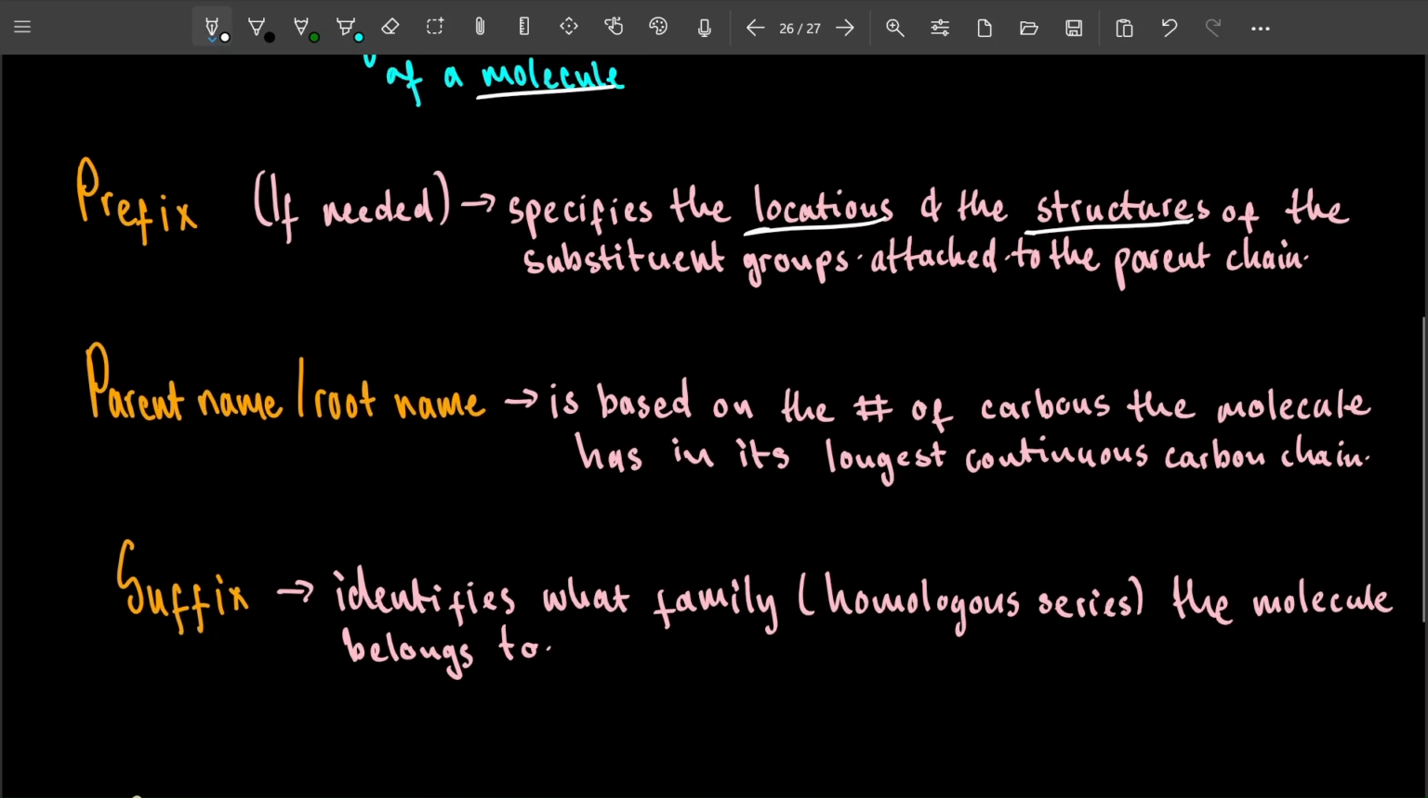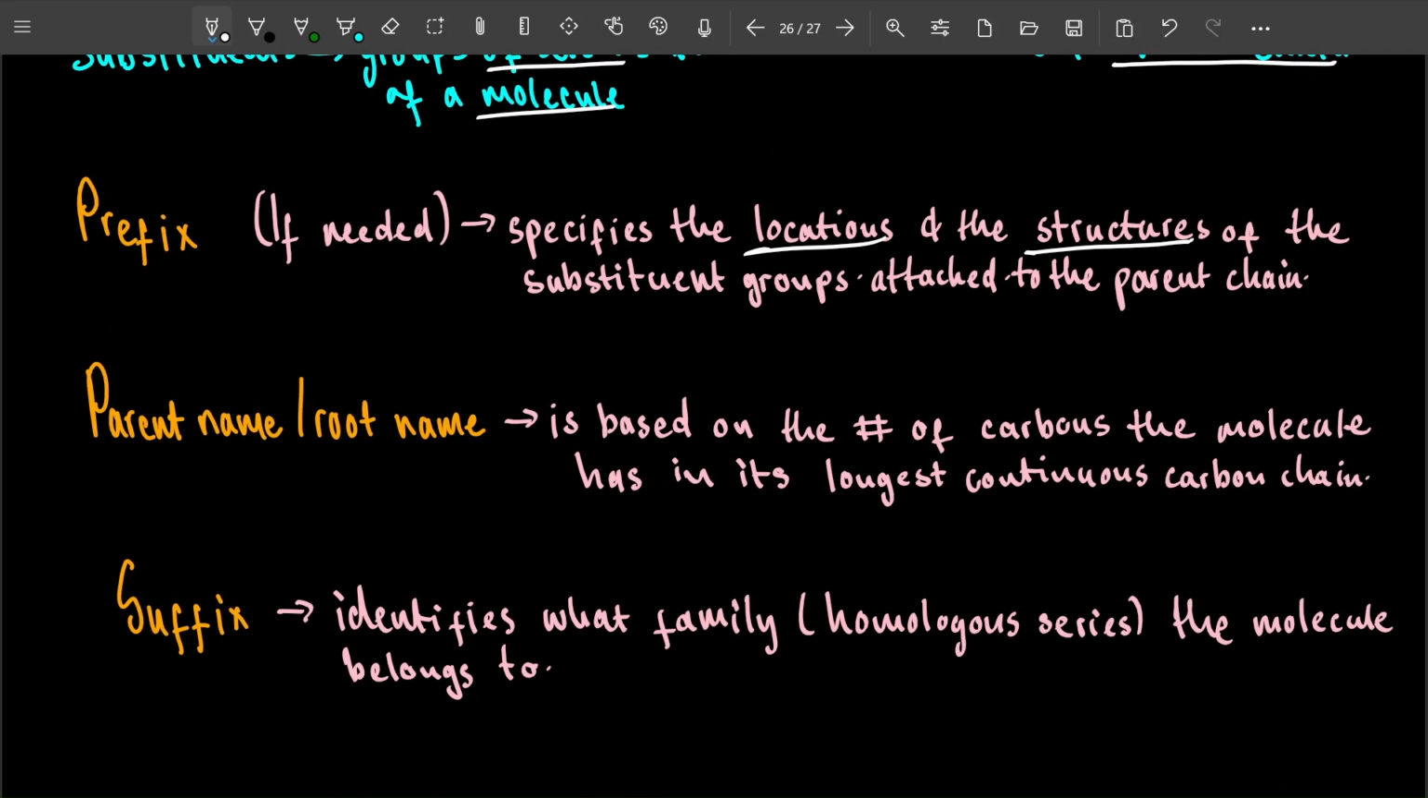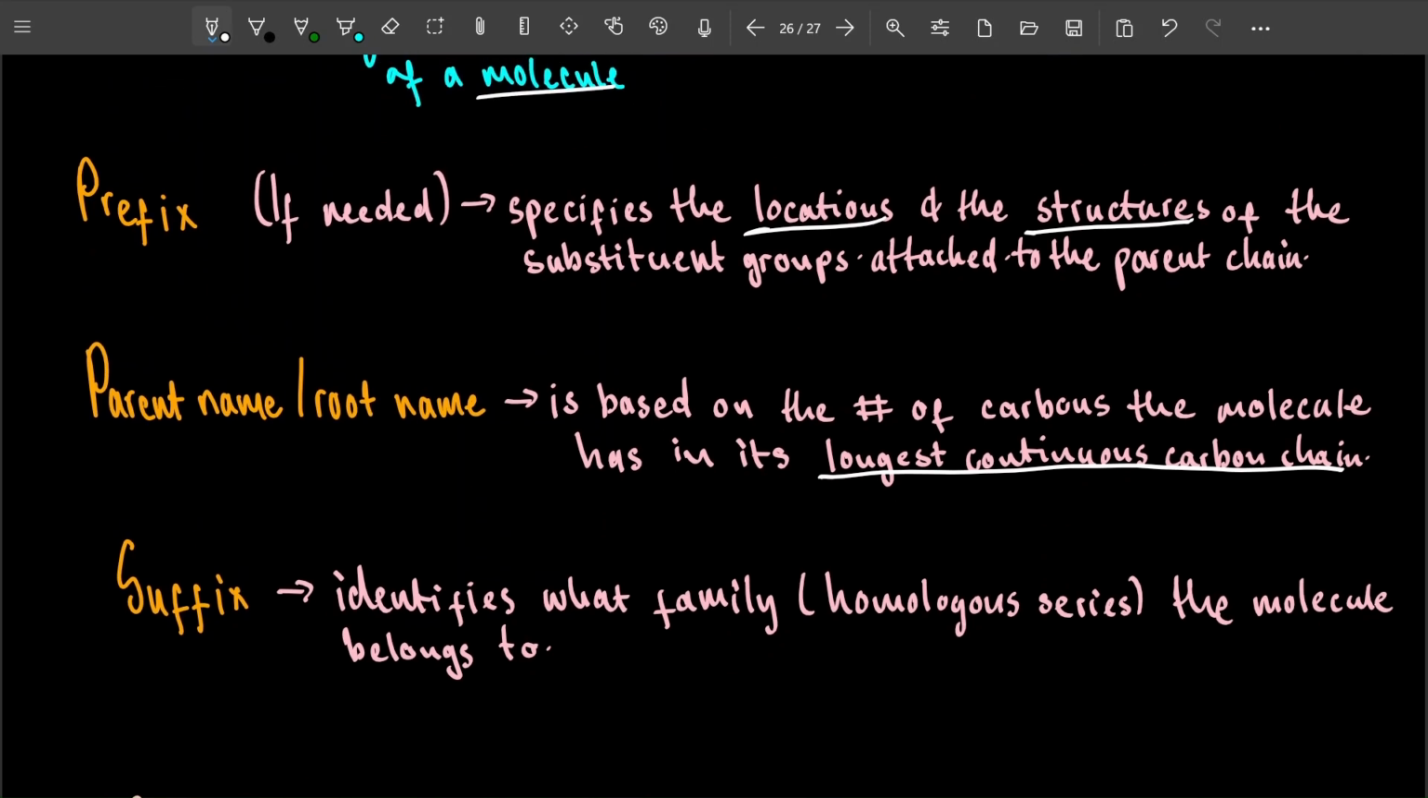Parent name is just going to tell you the number of carbons that you have in the longest continuous carbon chain, or the main chain. Main chain is the longest continuous carbon chain. The number of carbons in that longest chain is what is going to determine your parent name. Suffix comes from what family you belong to, and we'll see how to know the family.